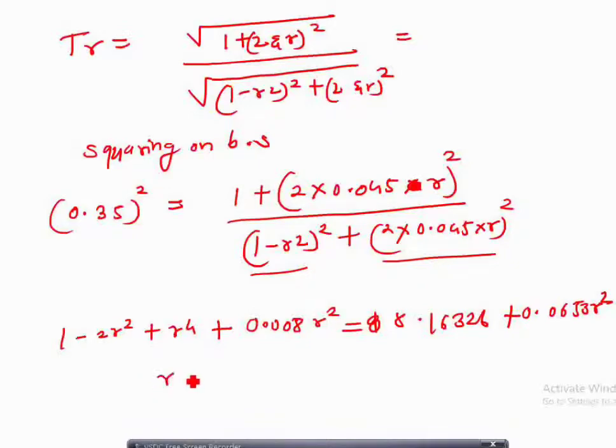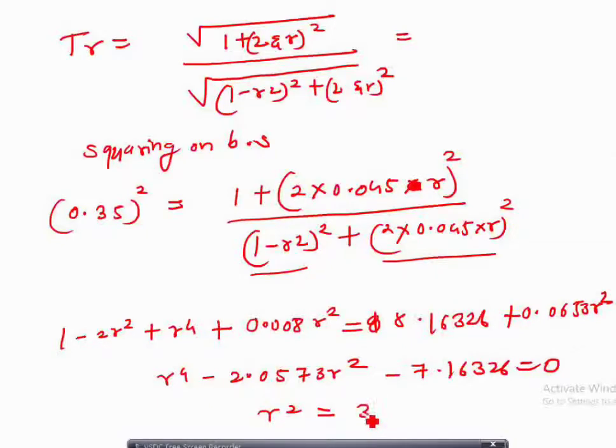And finally I am getting this equation as R to the 4 minus 2.0573 R square minus 7.16826 is equal to 0. Now you can put this equation into the calculator and you will get an answer for R square. Remember, you will get an answer for R square, that is 3.8959. From this you will get the value of R. You can also directly find the answer for R. So R is equal to 1.95.